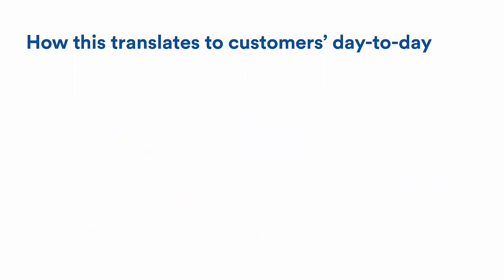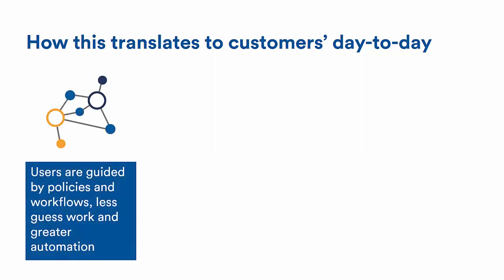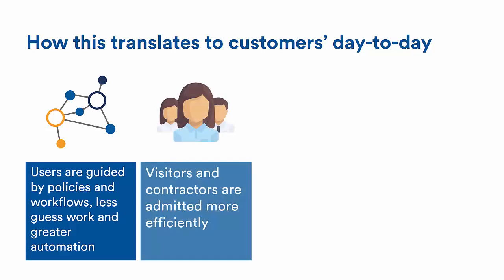So, how does this translate to your customers day to day, moving away from this manual approach to this automated approach to managing compliance? Your customers adopt a more thorough approach to managing access rights. Employee onboarding is centralized and connected. Users are guided by policies and workflows, so there's less guesswork and greater automation as opposed to manually coordinating between different teams. The self-service model to make and manage requests means visitors and contractors are admitted more efficiently.